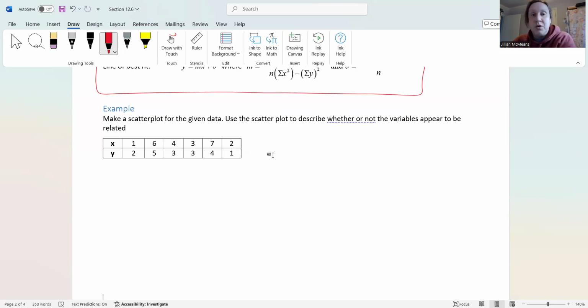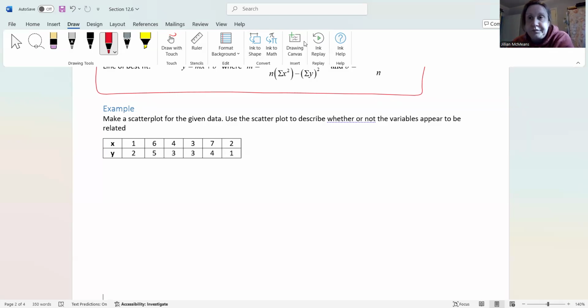Okay, so if we wanted to, we could graph this by hand, but I want to show you how to do this on your calculator. So write these numbers down somewhere, make note of X and Y, get it written down in front of you, and then we'll go back over to the calculator.